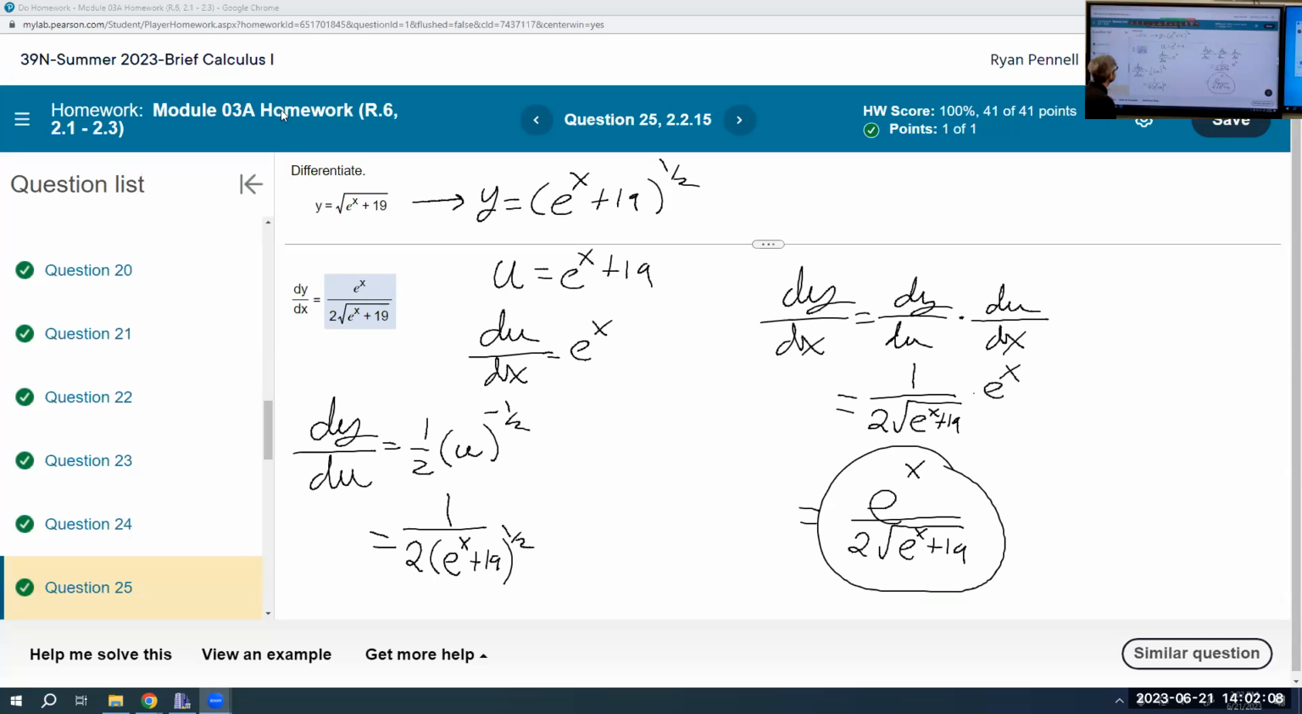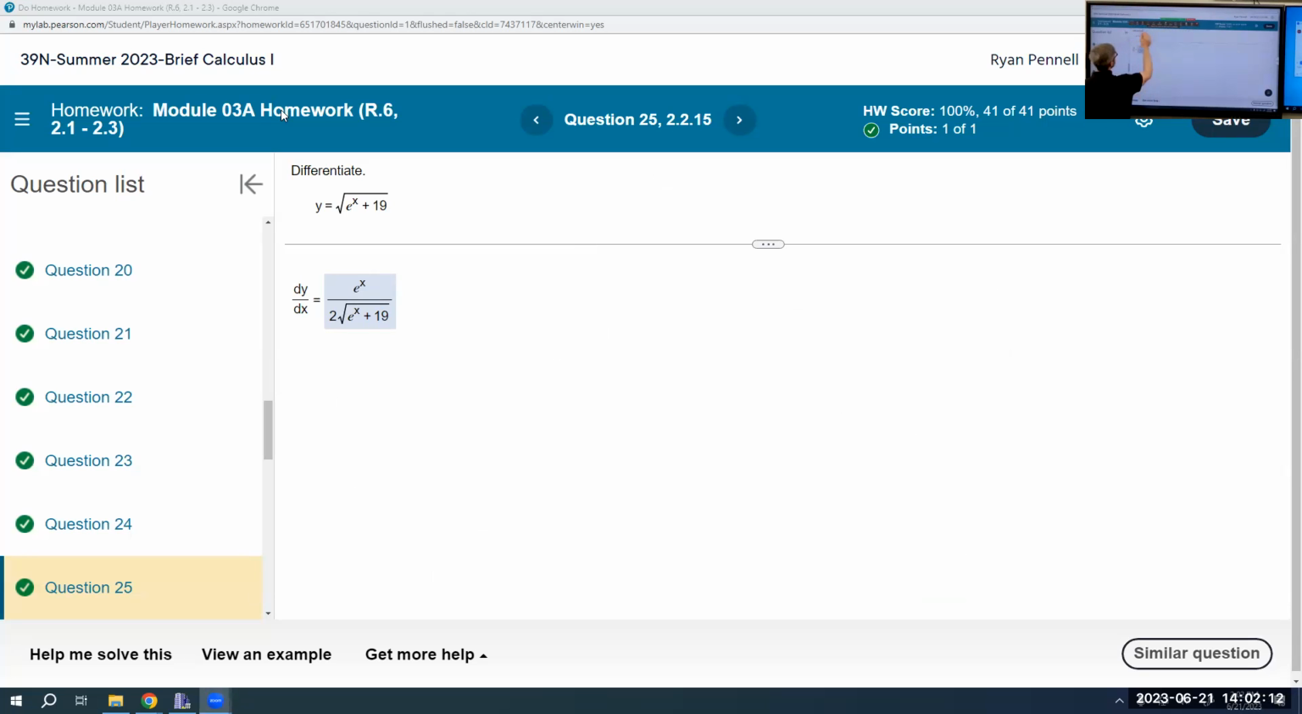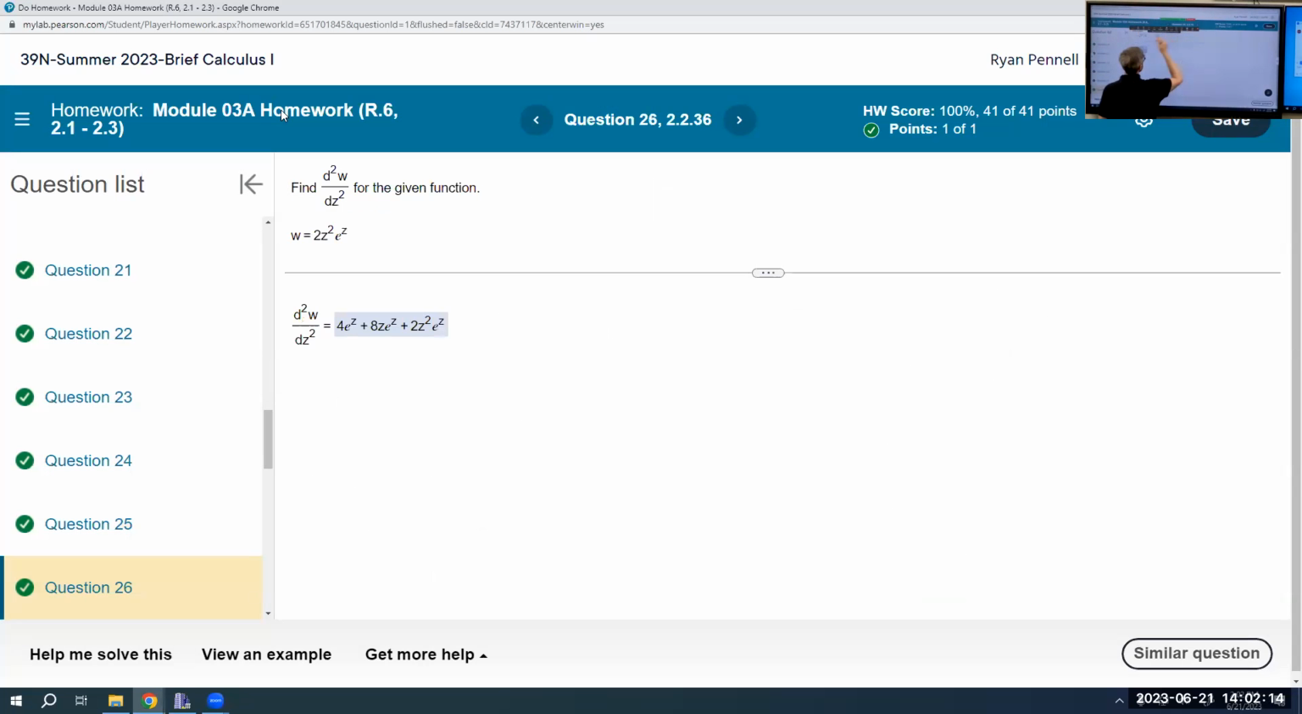I got one more from this chunk I want to go over. 26. Second derivative. All right. Well, if I can take one derivative, I can take another, I hope. It says find d squared w over dz squared. So find the second derivative with respect to z.